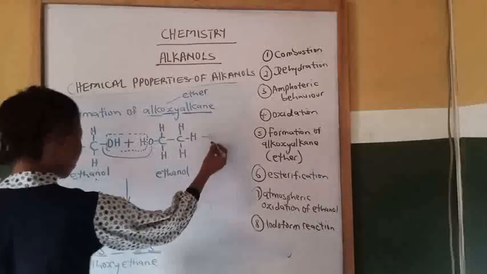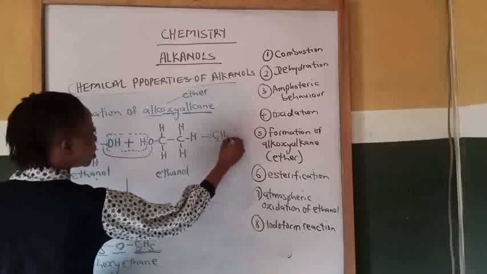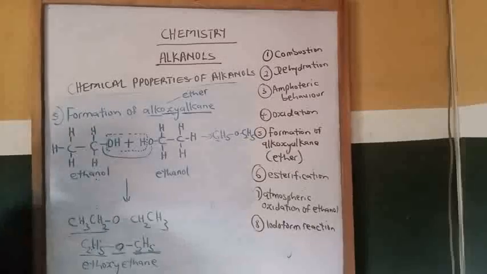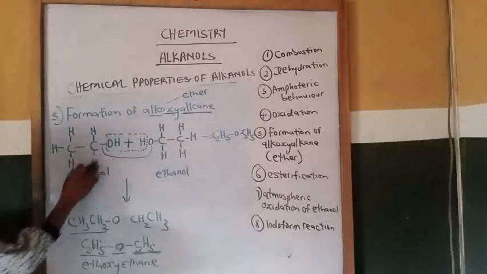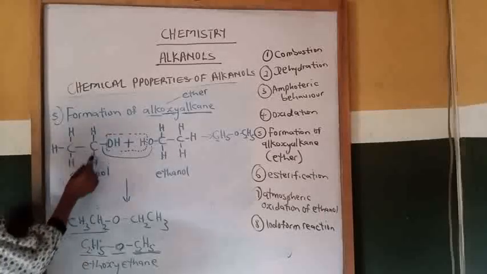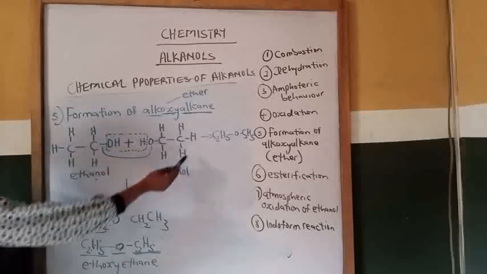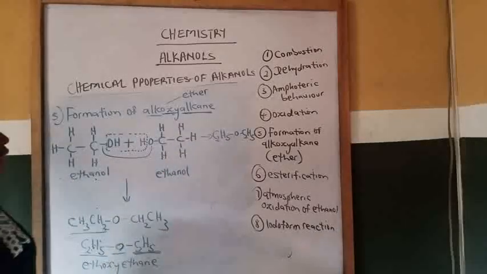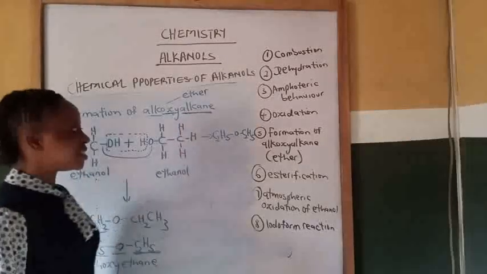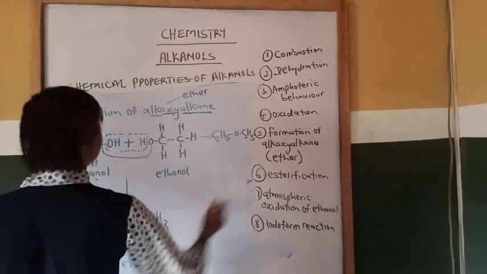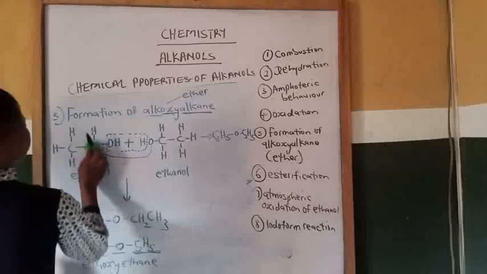So your product will now be C2H5O C2H5. Then you can change this structural formula to molecular formula. That will be C2H5OH plus C2H5OH to give us C2H5O C2H5. That is formation of alkoxy-alkane, which is also known as ether. Then let's move to number 6, which is esterification reaction.